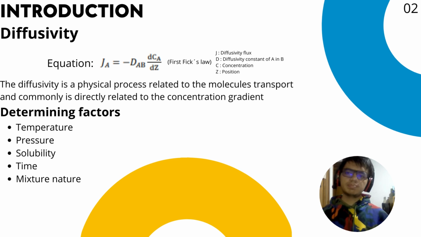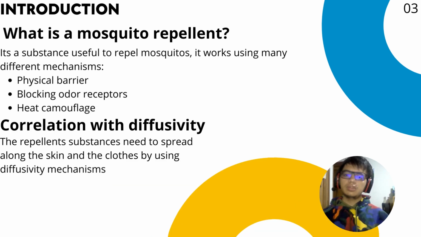meaning that when they go up, the diffusivity goes up as well. Now, what is a mosquito repellent? It's a substance useful to repel mosquitoes. It works using many different mechanisms that we can see here, and the commercial ones often use picaridin and DEET to block the odor receptors of the mosquitoes.